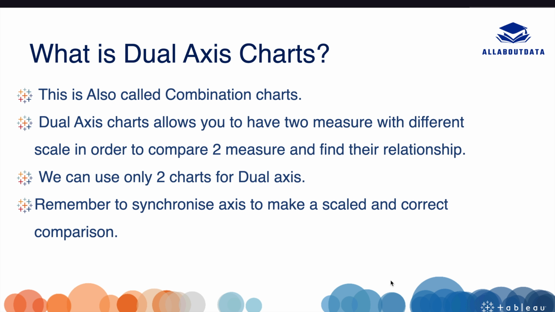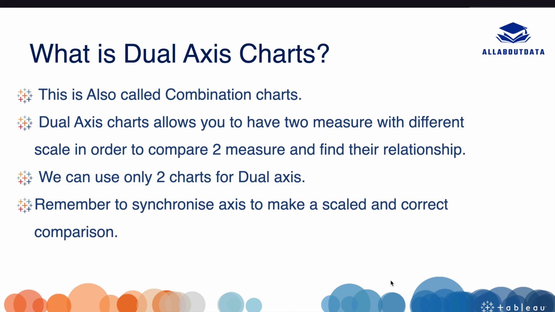So what is dual axis chart? Dual axis chart is also called combination chart. It allows you to have two measures with different scales in order to compare these measures and find their relationship. We can use only two charts for dual axis, and one thing you should remember is to synchronize their axis to make a scaled and correct comparison.